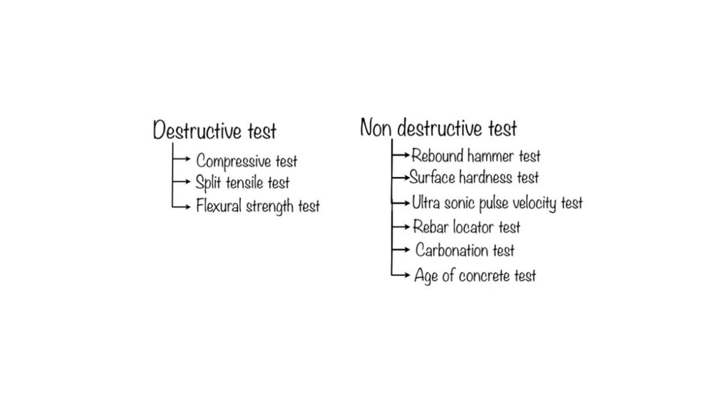The test method should be simple, direct, and convenient to apply. One of the purposes of testing hardened concrete is to confirm that the concrete used at the site has developed the required strength.